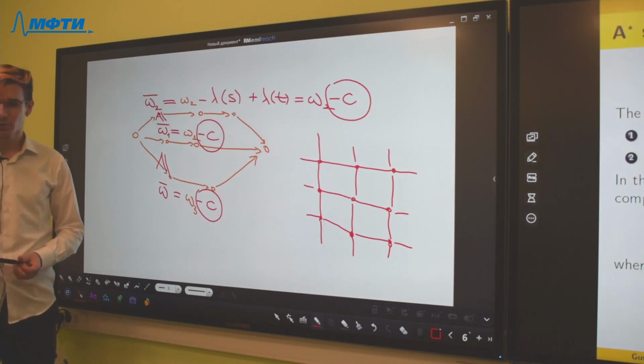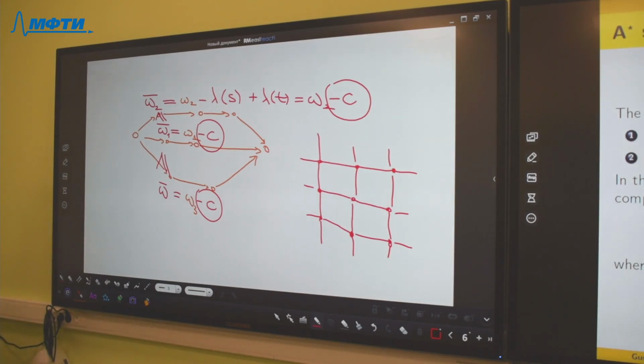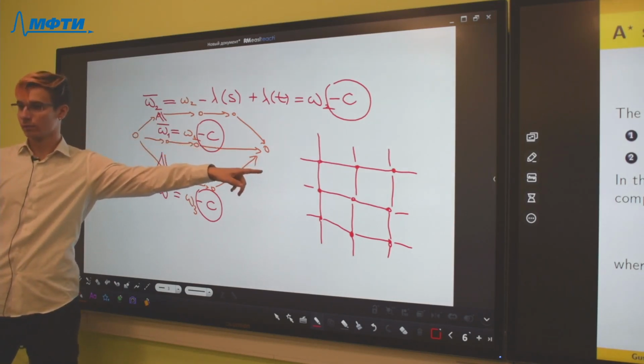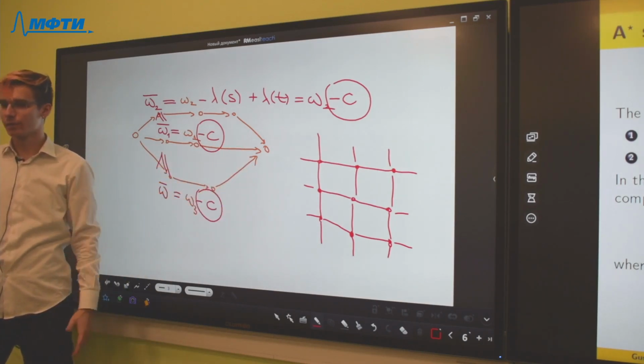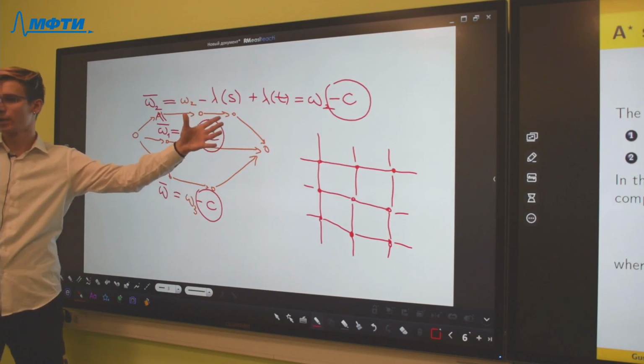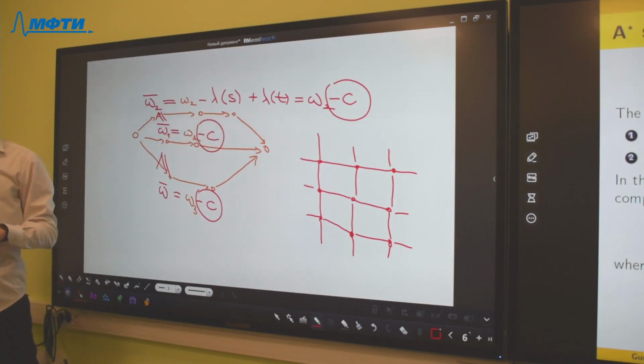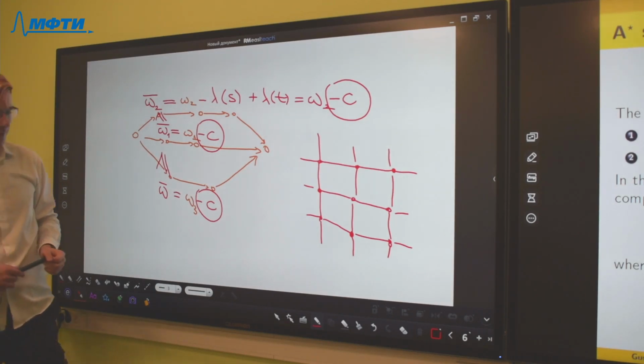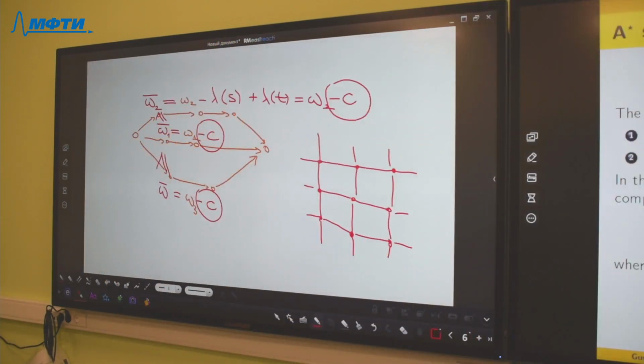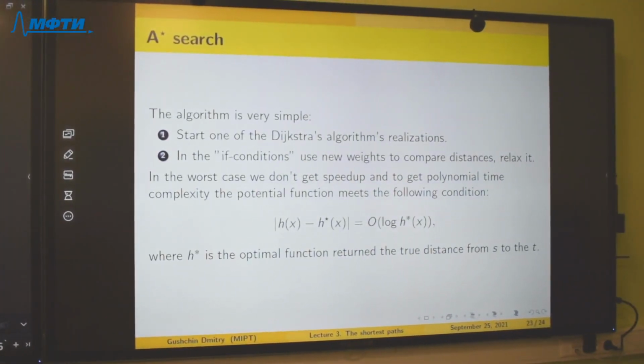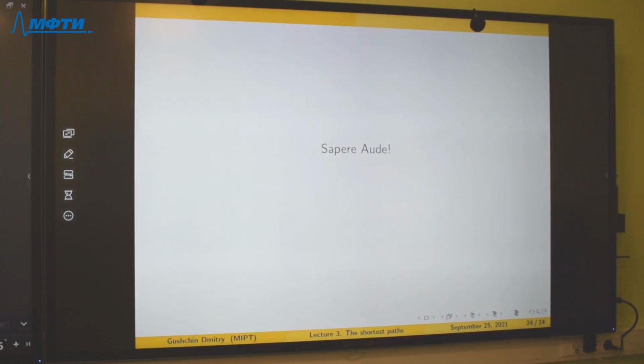And it is the optimal situation, of course, if you have a potential function equal to the distance to the sink. But in the common way, you get a different empirical potential function, and it can speed up your algorithm, but it can also get a worse algorithm than Dijkstra. Okay. So it's about A-star search, and that's all for today, I think.